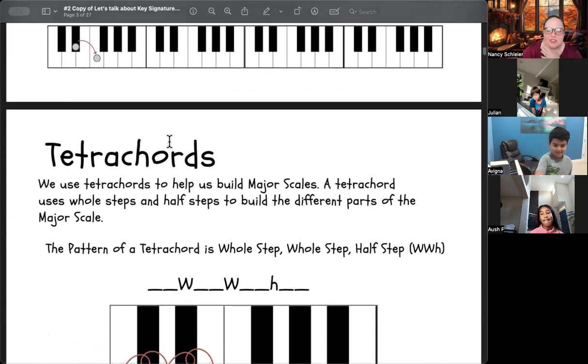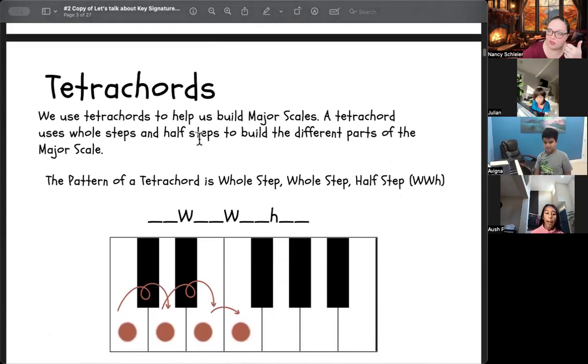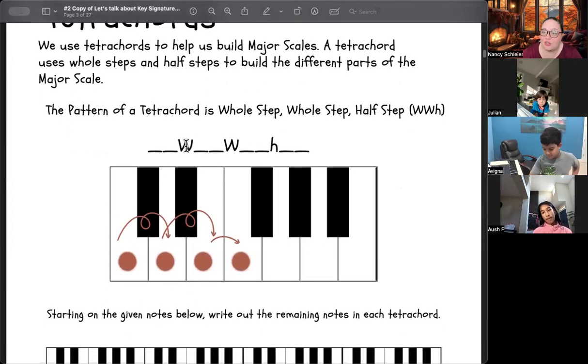Okay, so the next thing we're going to talk about, now that we understand whole steps and half steps, do we understand whole steps and half steps? Everybody, yes, no? Thumbs up if you do. Perfect. All right, let's talk tetrachords.